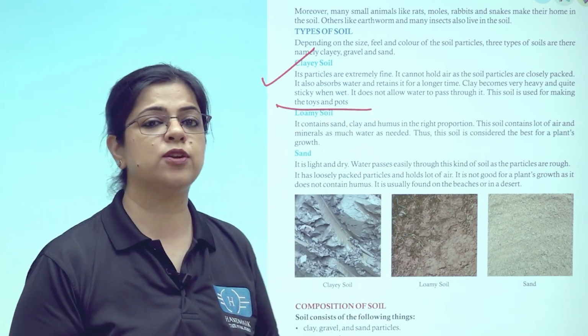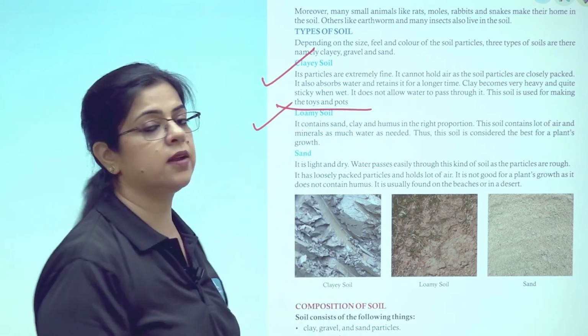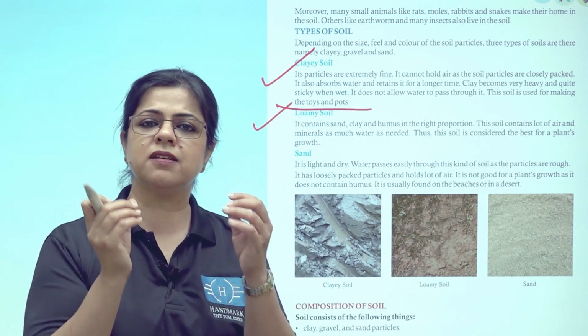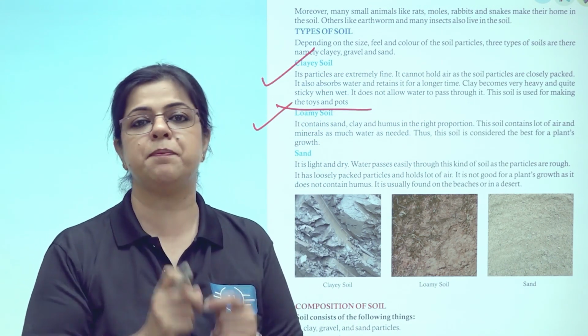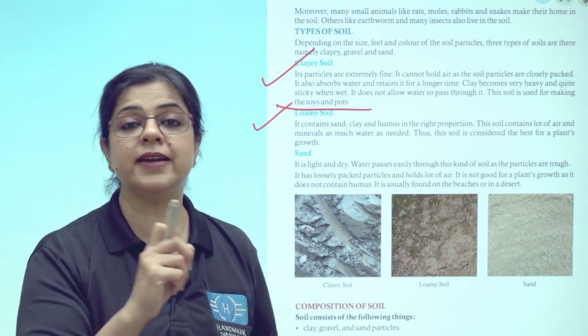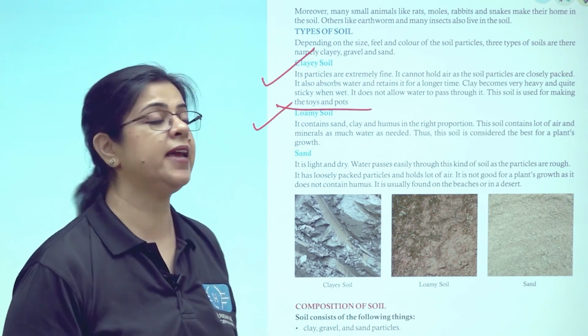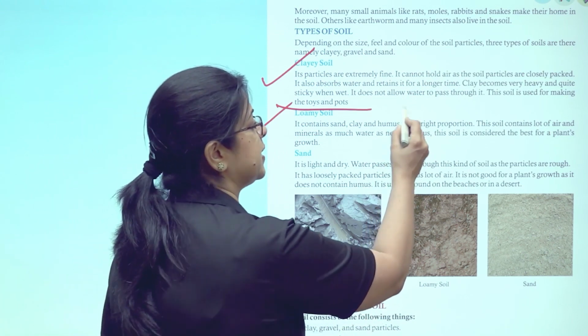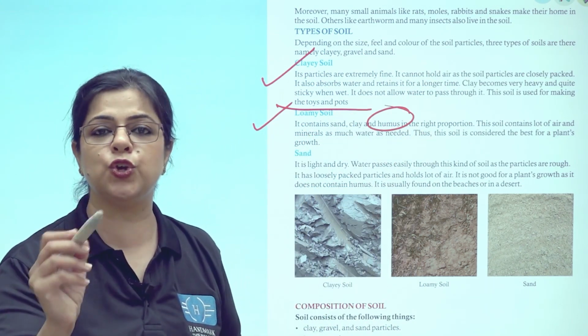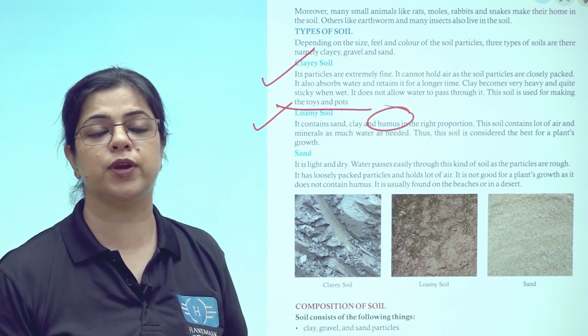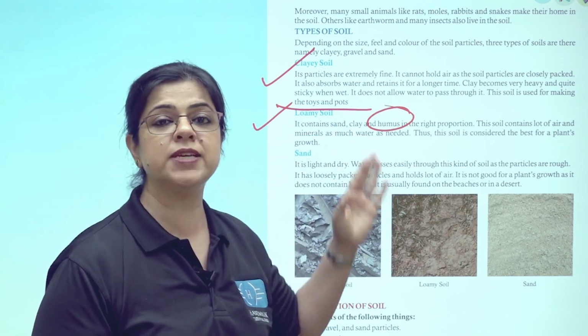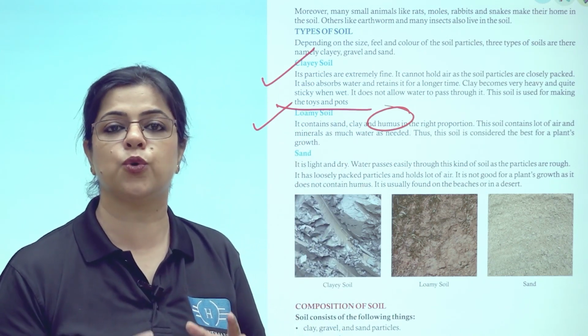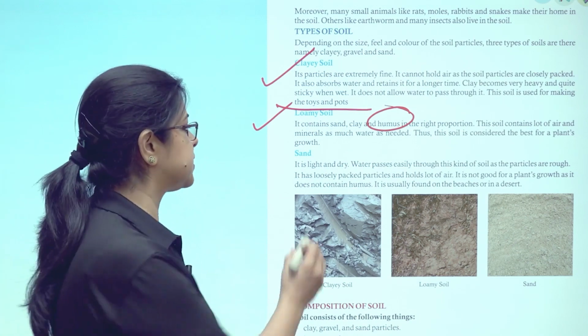The second kind of soil is loamy soil. Loamy soil contains the right size of soil particles. It contains the right amount of sand and clay, and it also contains the important ingredient humus, which is very important for growing crops. That is the reason loamy soil is mostly used for growing crops and vegetables.